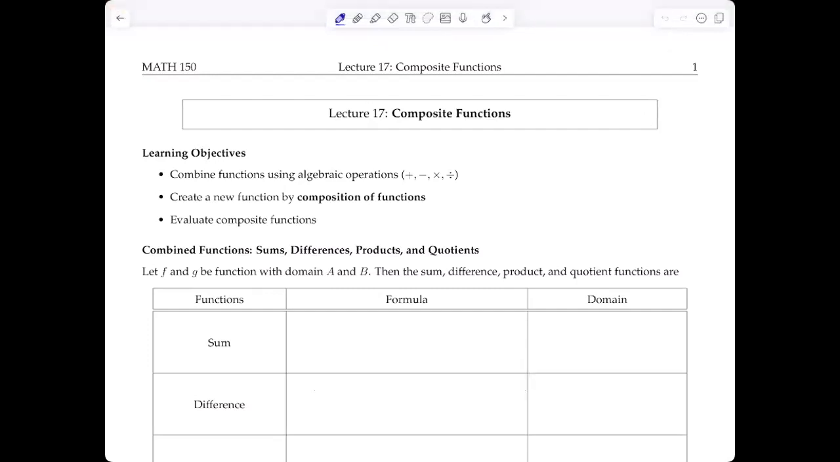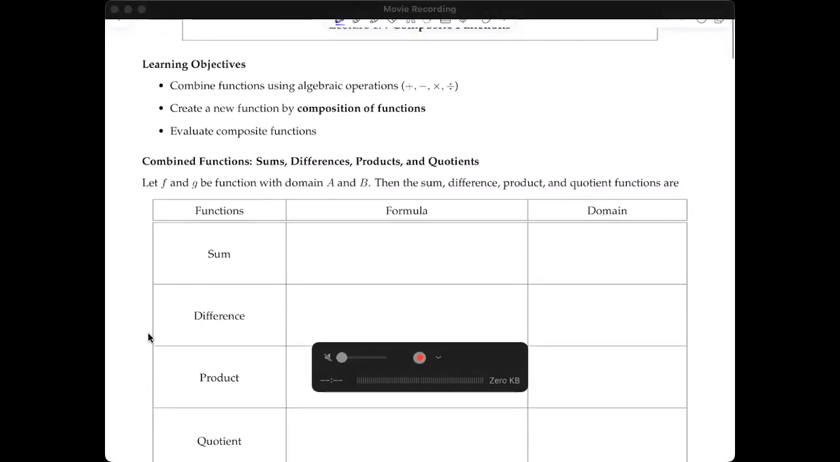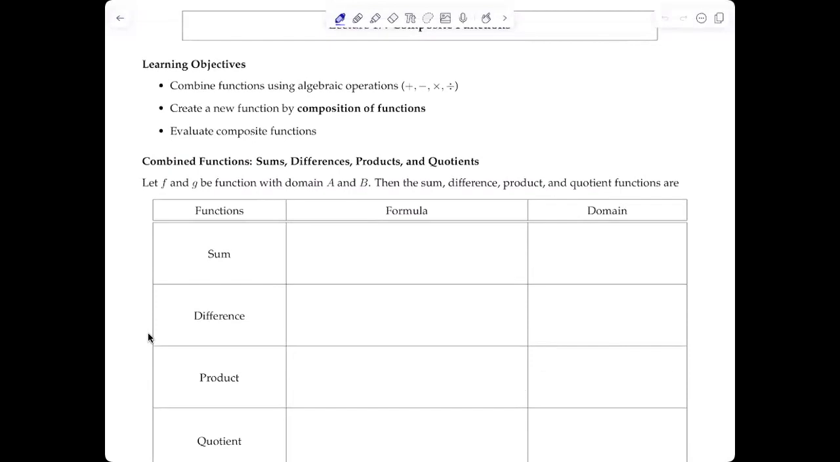Okay. It's very simple. Just that you have a new type of notation that you may want to familiarize yourself with. So the first type of combined function is the sum function, and then the difference function, then product, and then quotient. So for the sum function, the notation is f plus g of x, given that you have two functions, f of x and g of x. Therefore, the sum of these two functions is written as f plus g of x, or more explicitly, f of x plus g of x.